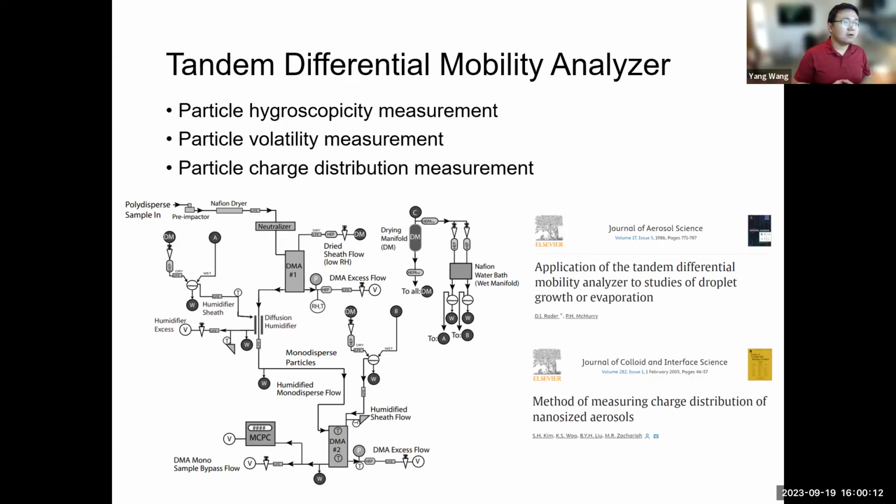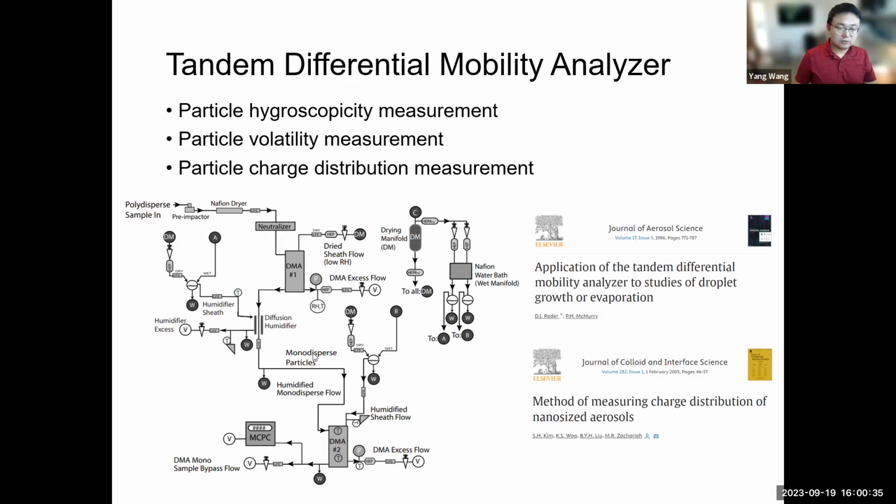Volatility is how the particles lose components under high temperature. So instead of using a humidifier, you could just use a heater, like a furnace, to increase the temperature. And because of that, you also need the DMA to be operated at relatively high temperature, okay? And we could even use that for charge distribution measurement.